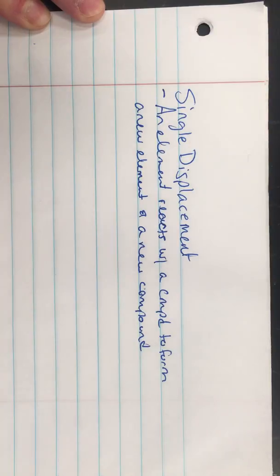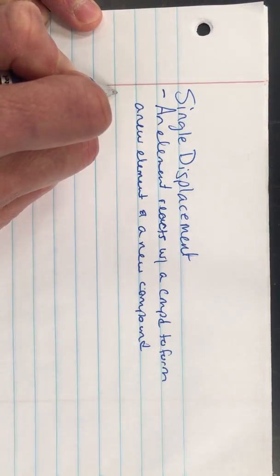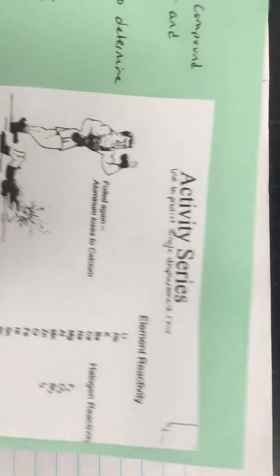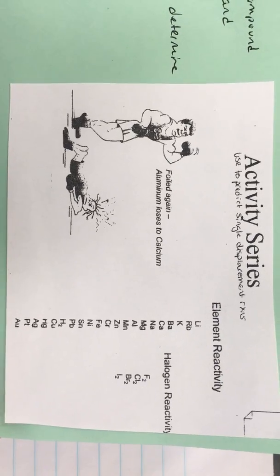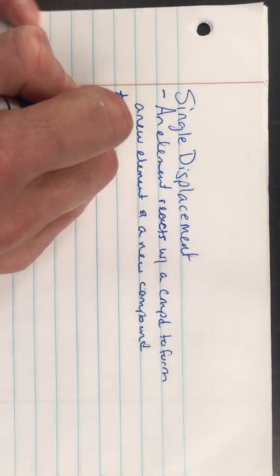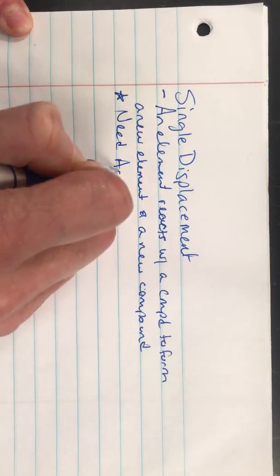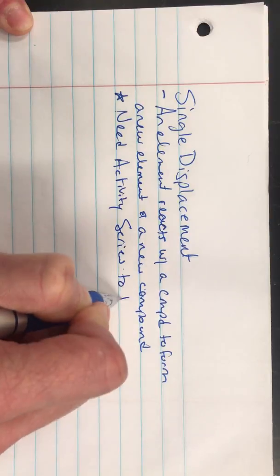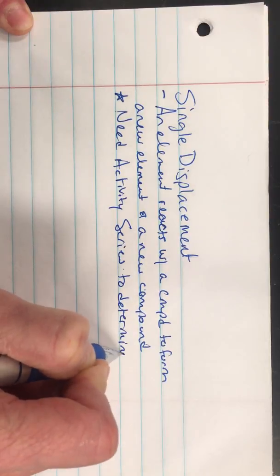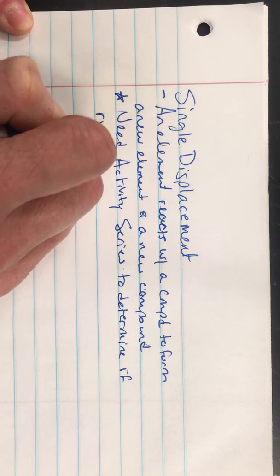Okay. So what you're going to need for single displacements is, in order to tell if the reaction occurs or not, you have to refer to the activity series. That is this little piece of paper that you have glued into your book. If you don't have one, there's an extra one over by my window. So make sure you note to yourself that you need the activity series to determine if the reaction will occur.